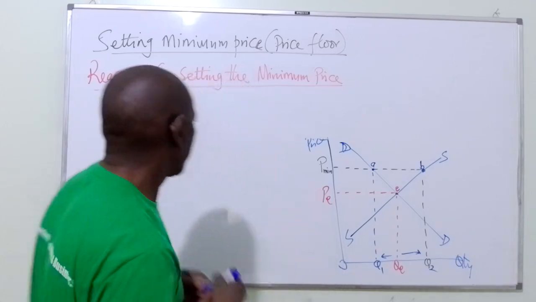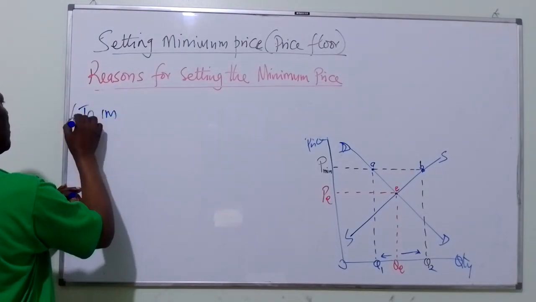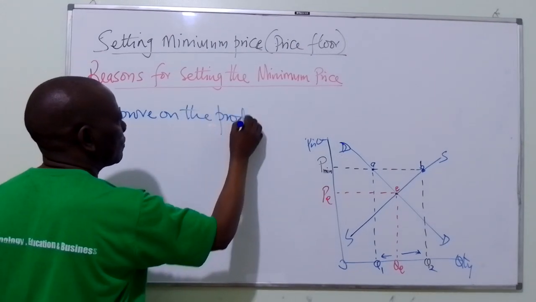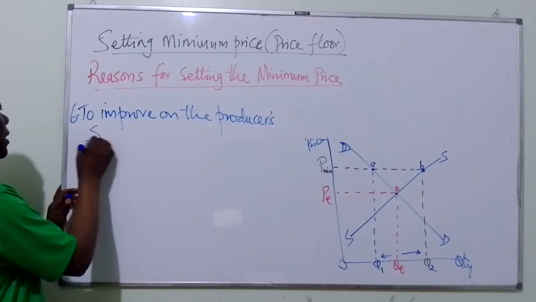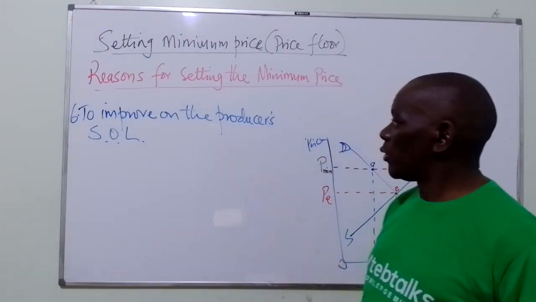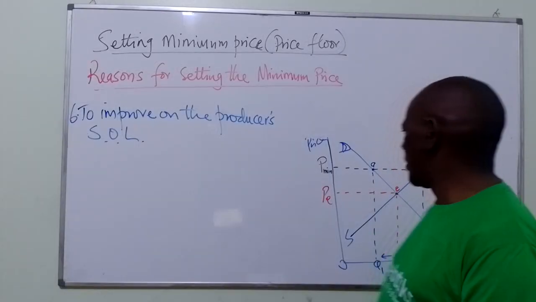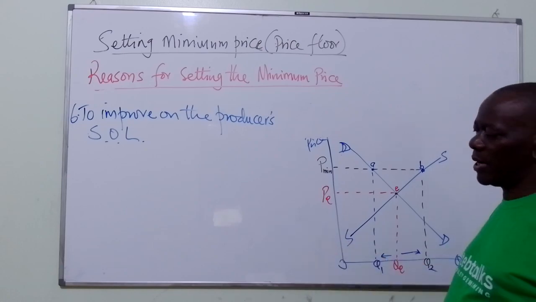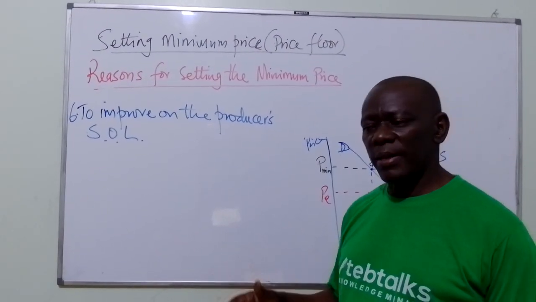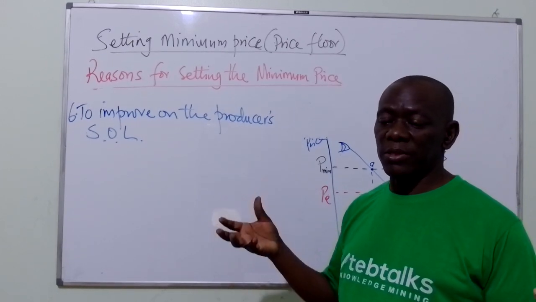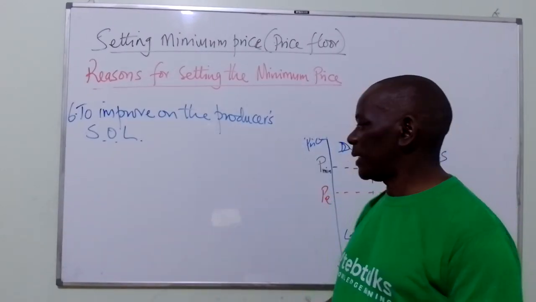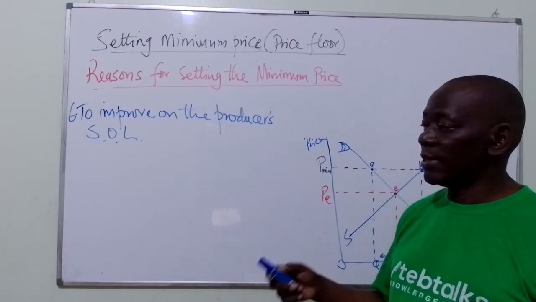Reason number 6 is to improve on the producers' standard of living, SOL, standard of living. When you have got enough income, as you have said, that the income now has gone up, that means you have a variety of commodities to purchase. You have many commodities that you are going to buy, either in a quantity of what you have been buying, it will increase, or to save, to get more money and buy other products. When you buy other products, what does it mean? That now you are having a high standard of living.